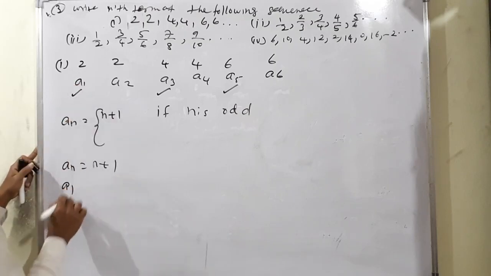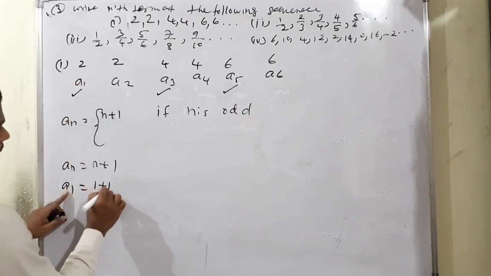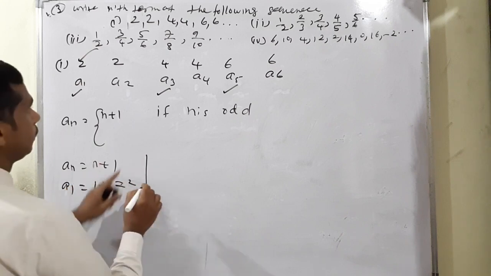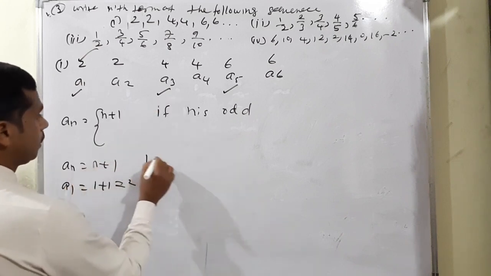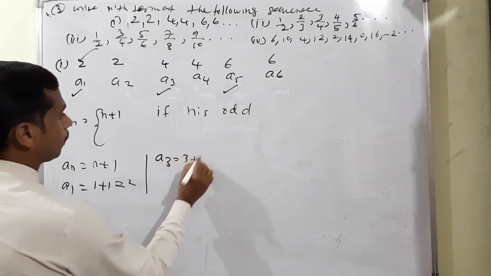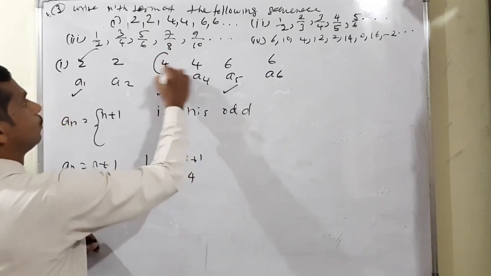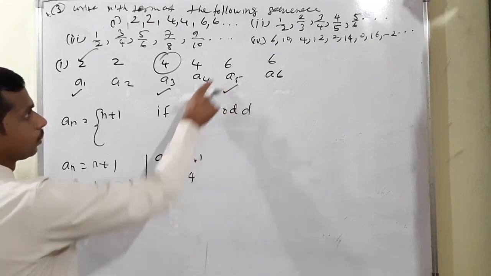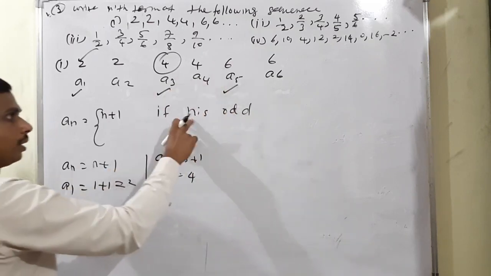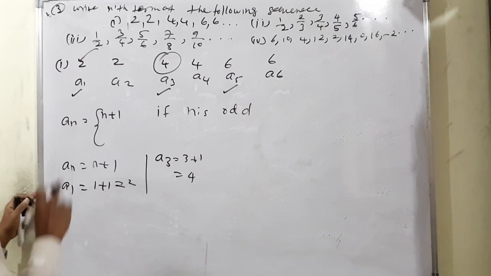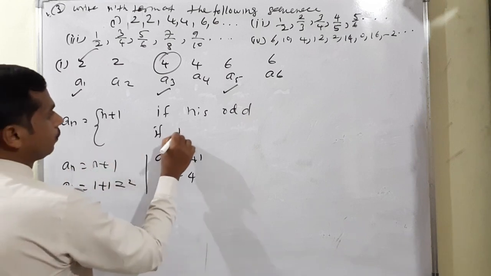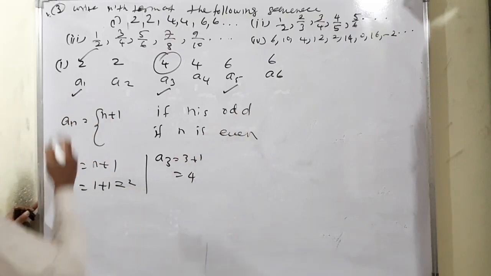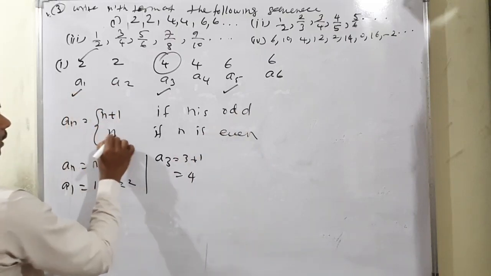I will take it for only odd numbers. A1 means definitely 1 plus 1 is equal to 2. See. Then next condition 3 is there. A3 means 3 plus 1 is equal to 4. See, 4. Then next condition also, A5 means definitely 5 plus 1 is equal to 6. Therefore, if n is odd the formula is n plus 1. Then next condition, if n is even. N is even means as it is, no. So, directly we can write n only.